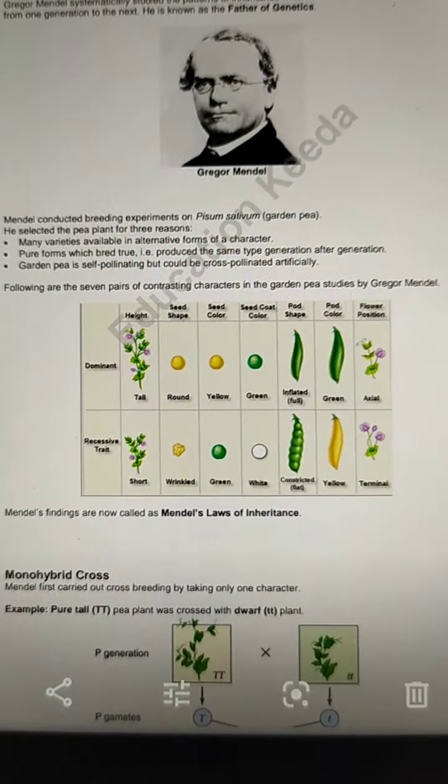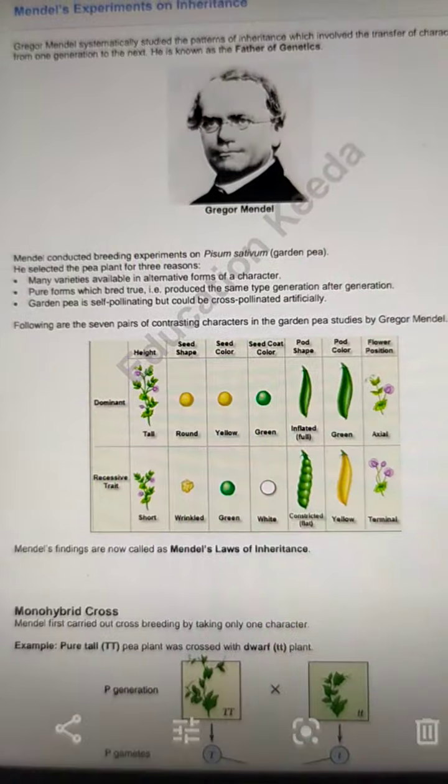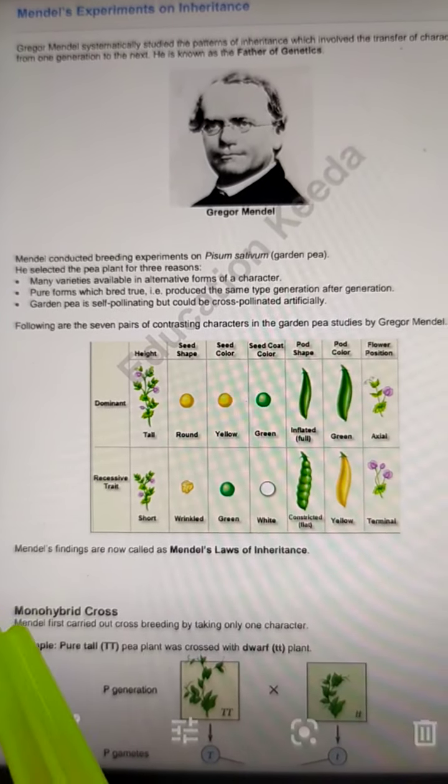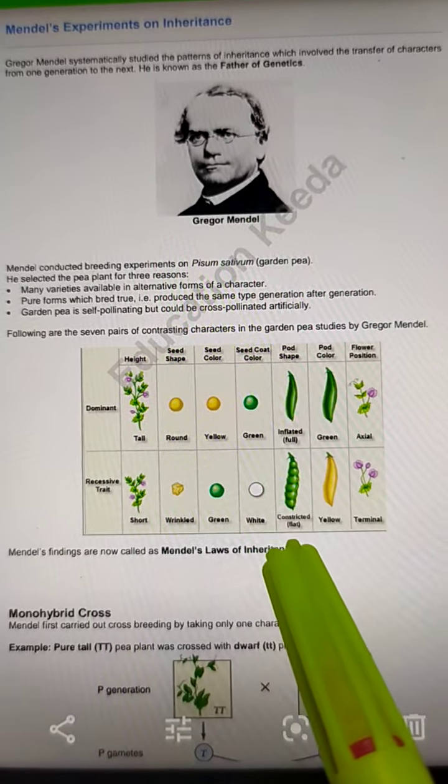So he selected basically 7 pairs of contrasting characters, and his findings on this were collectively known as Mendel's Law of inheritance.